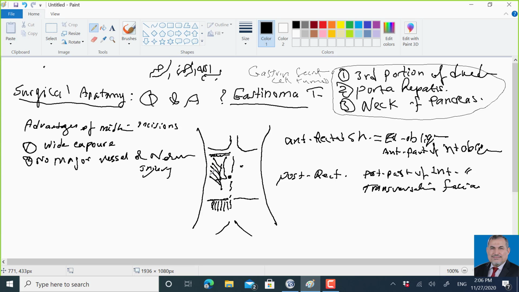So below the arcuate line, all three abdominal wall muscles' fascia form the anterior rectus sheath, including transversalis fascia. There is no posterior sheath below this arcuate line. Okay, this is the importance.